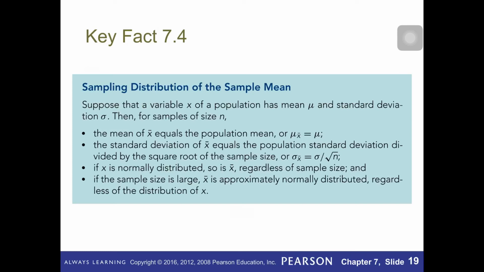Okay, the sampling distribution of the sample mean. Suppose that our variable x population has mean mu and standard deviation sigma, for size n. What's the mean of x bar? The mean of x bar is equal to the population mean. The standard deviation of x bar is sigma over square root of n, the population standard deviation over square root of n.